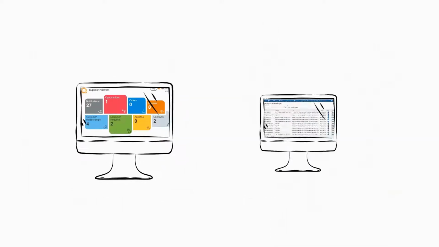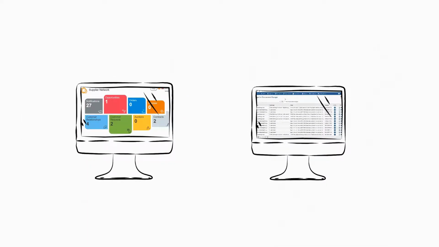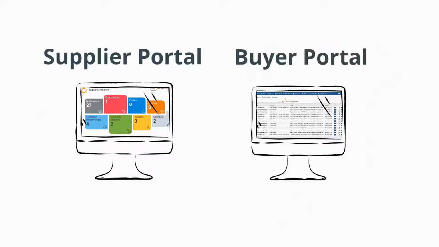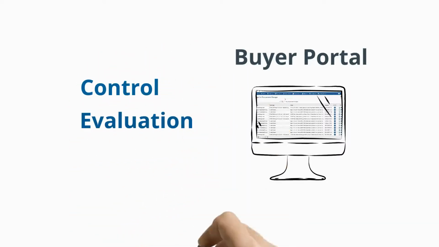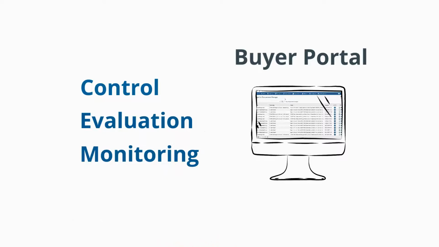There are two ways to log in to Proactis SRM. One, as a supplier. Two, as you, the buyer. The Buyer Portal is where you define what it is you want suppliers to provide. This is also your portal to evaluate, monitor and ensure compliance.